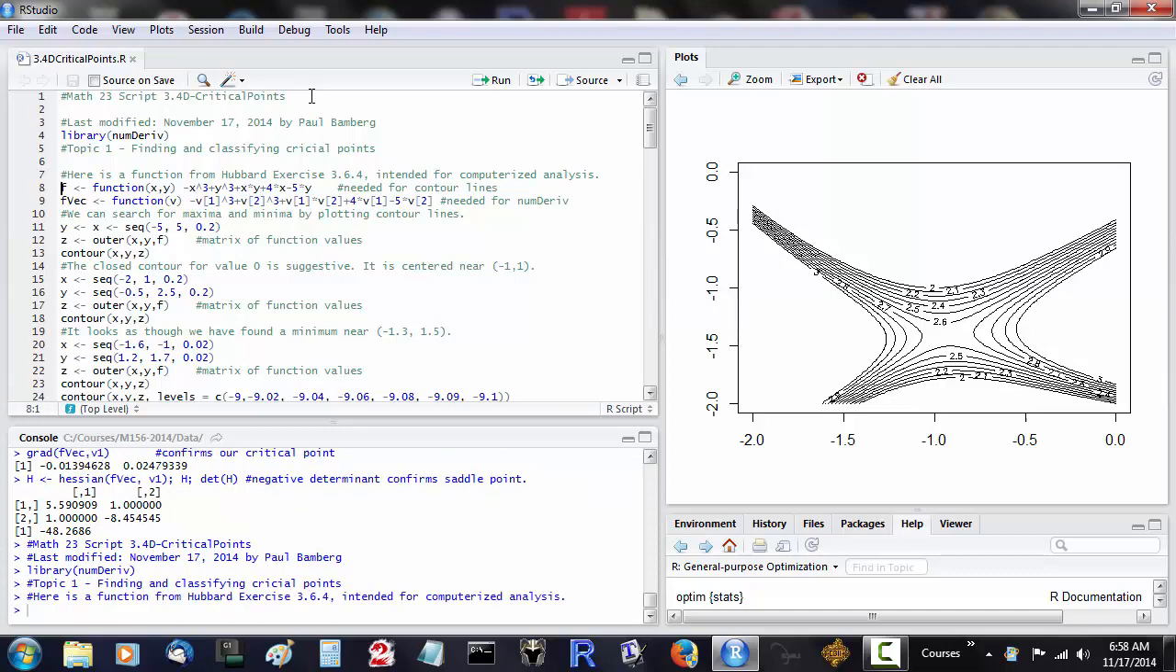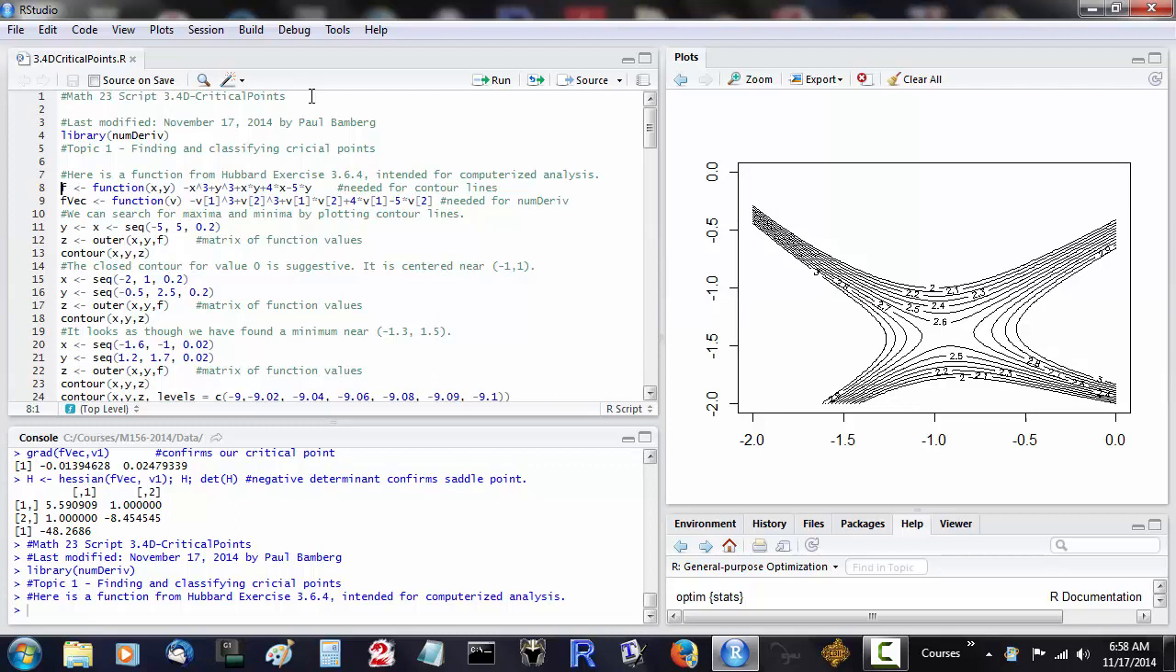function. I found this as an exercise in the Hubbard textbook, and it suggests that you better use a computer on this, because if you try solving the equations that you get by setting partial derivatives to 0, you won't be able to do the algebra.